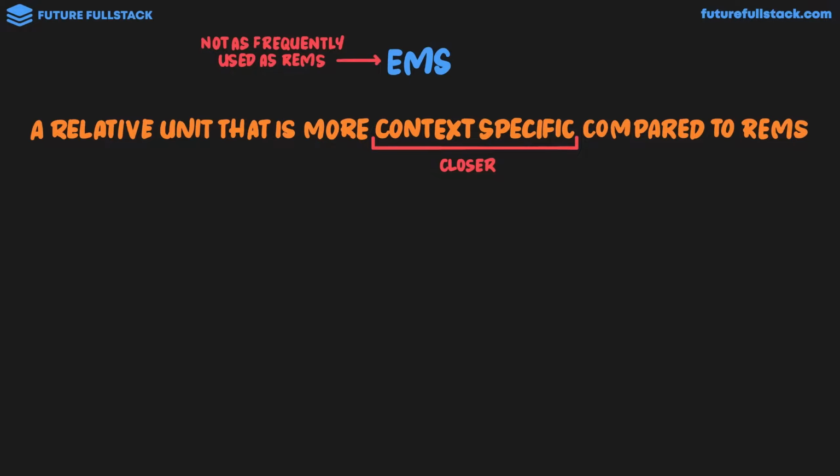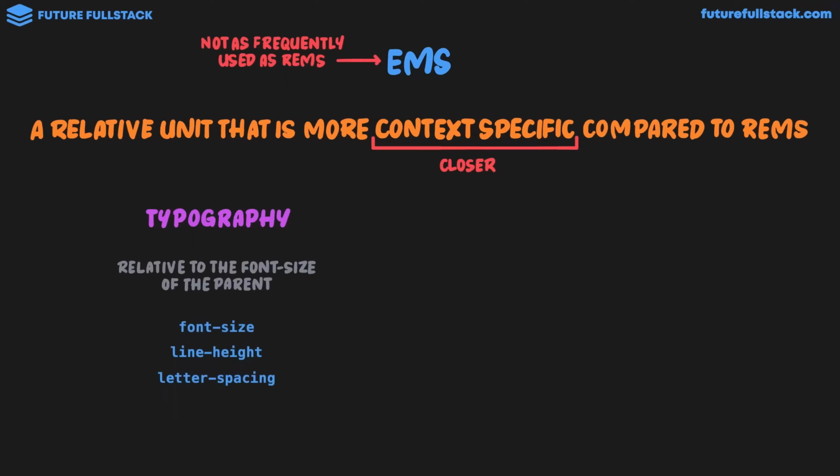Now, there are two main use cases of EMs. The first is for typography, where the element you are styling is relative to the font size of the parent. Properties you would use include font size, line height, and letter spacing. And again, I really want to highlight that we're relative to a parent now, and not the root HTML element. Our reference point is much closer or context specific. So let's go play around with this inside VS Code.